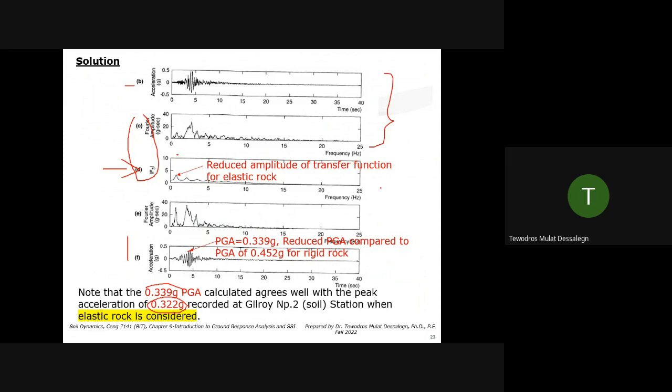Because of all that, you can have minor change. But the big takeaway is when you consider elastic rock, when you introduce the damping part, the radiation damping part from the rock, then our estimation is getting much better. So what they recorded in the field is matching what we are getting through this analysis. So you can trust your analysis. It's kind of like calibration, right?